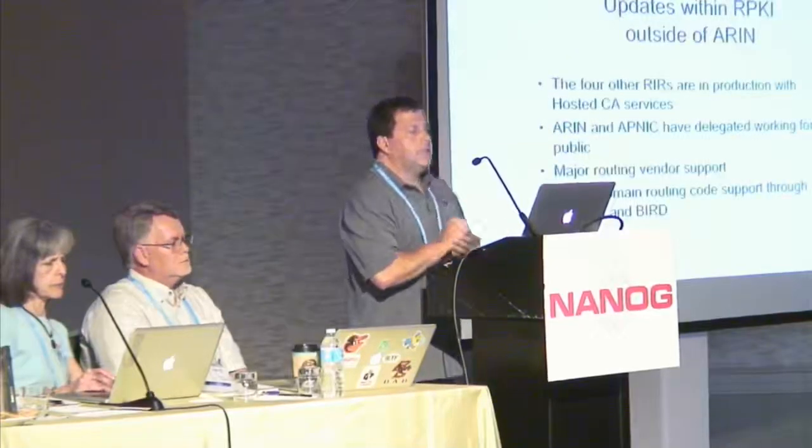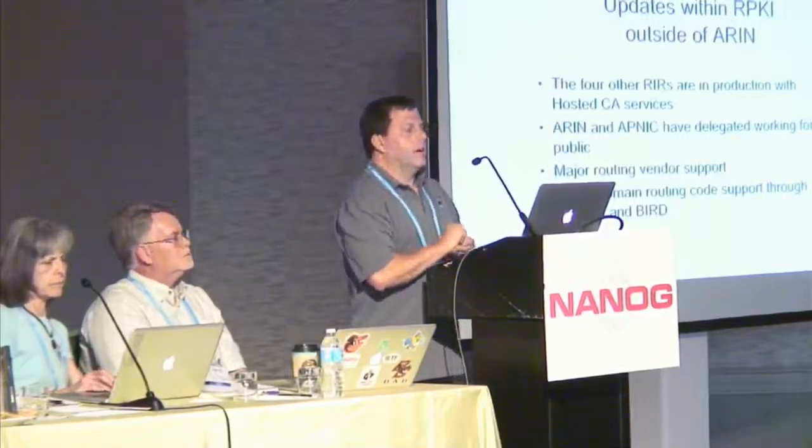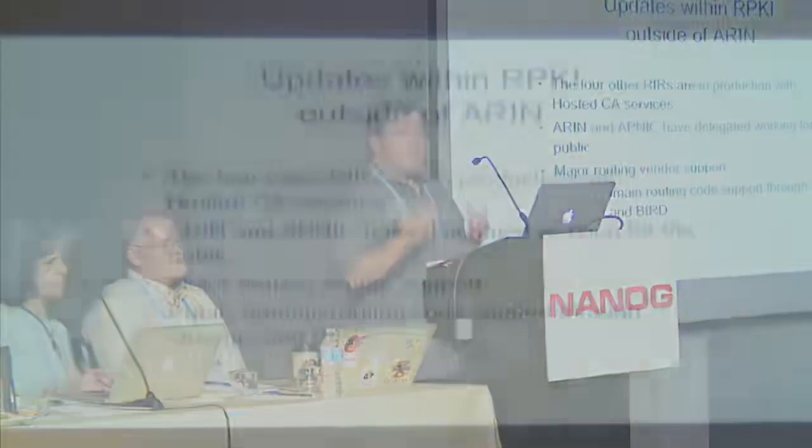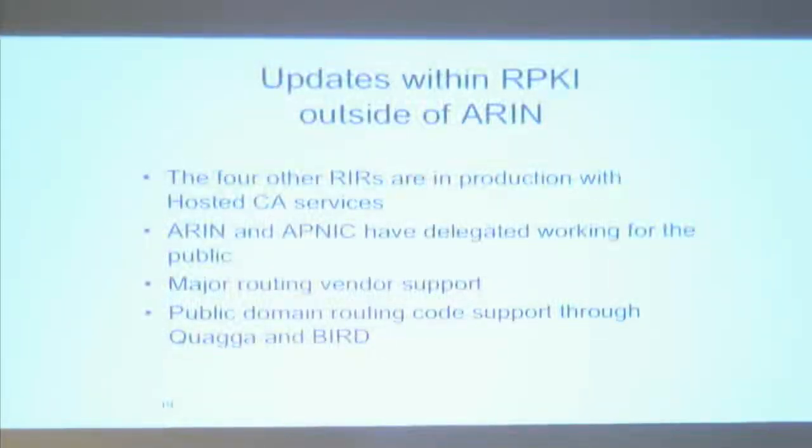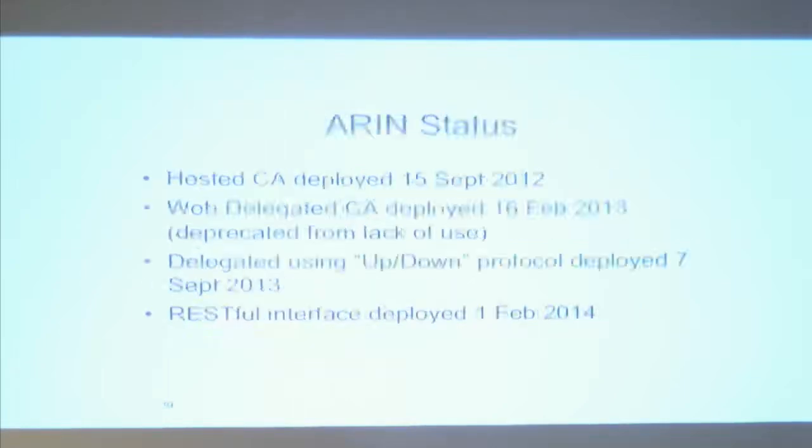As for RPKI outside the ARIN region, the four other regional registries are also available. We have delegated working for the public. Apparently APNIC does as well, and so does RIPE. There's major routing support, of which you're going to hear some from the vendors here pretty soon. There's also public domain code support through Quagga and BIRD.